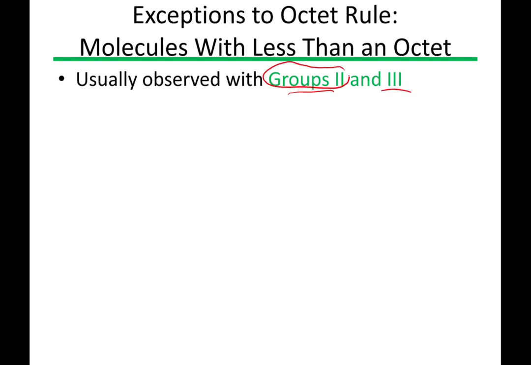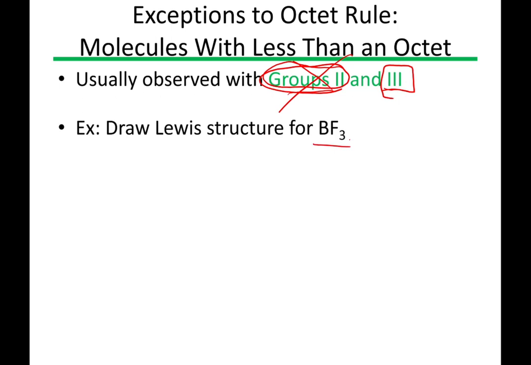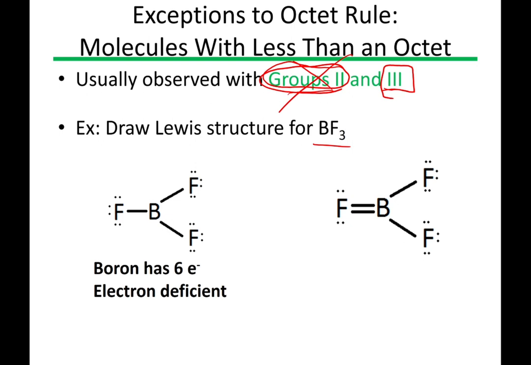However, a lot of the stuff that we see in group 2 in this class is going to be ionic, so you don't actually even have to worry about that one. We'll mainly just worry about one group 3 element, and that's going to be boron. So if we draw the Lewis structure for BF3, we can get these 2 structures.